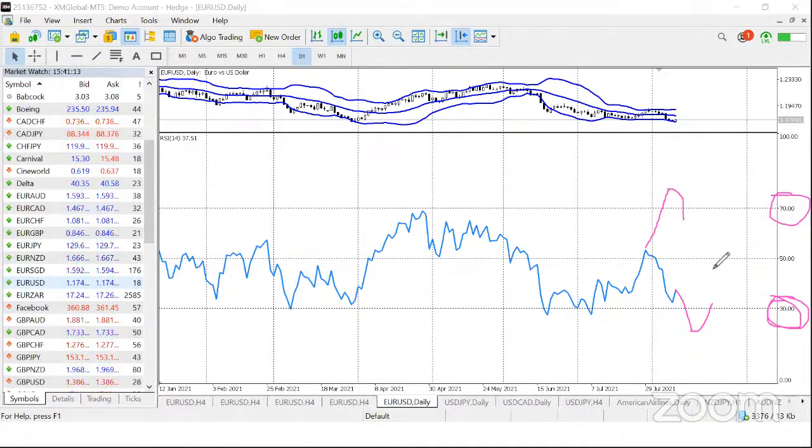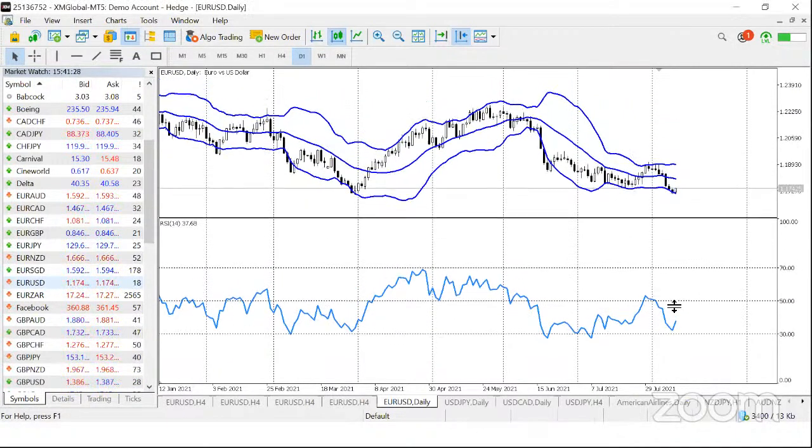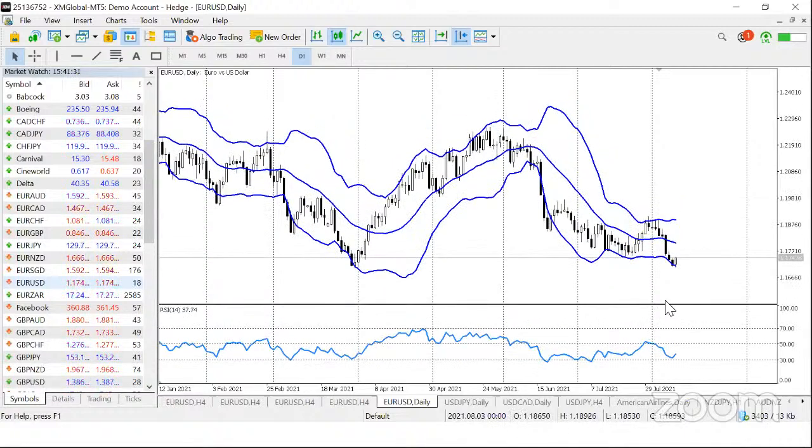For now, we won't be able to use it very much sa ating strategy. Ang focus lang natin is more on the RSI itself. Nasaan yung RSI natin relative to 50? Is it below? Is it upwards? Or is it on top? Okay? So, malinaw yung ating Bollinger Bands and RSI? Clear ba?